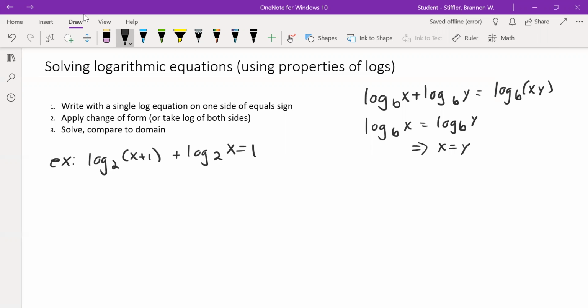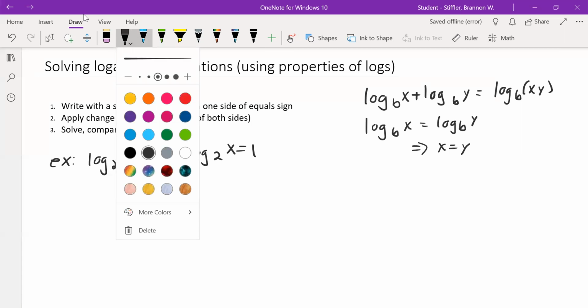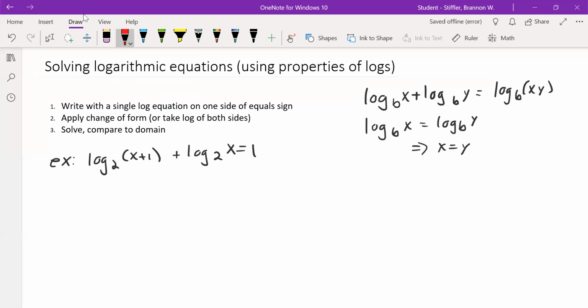And we're going to do that, so I'm actually going to do that first. I'm going to look at two parts. Before I do anything, and you can do this at the end, but I like to do it at the beginning because it's easier to identify the proper setup, in my opinion. I'm going to look at what I'm taking the log of. I have two things, the x plus 1 and the x.